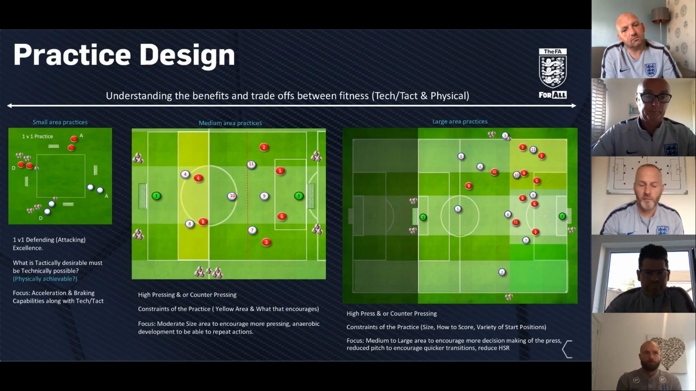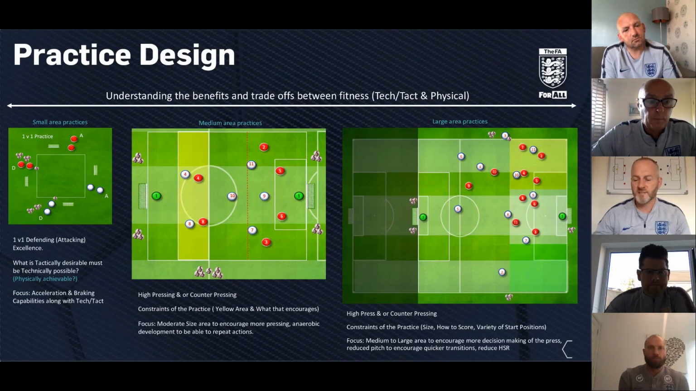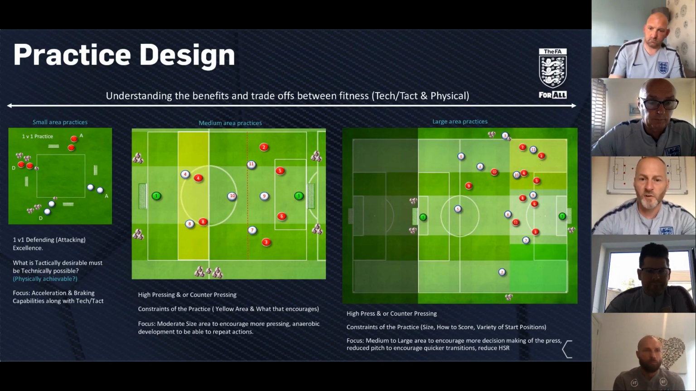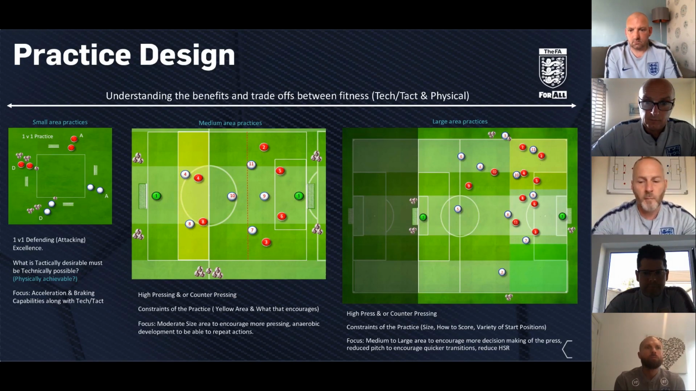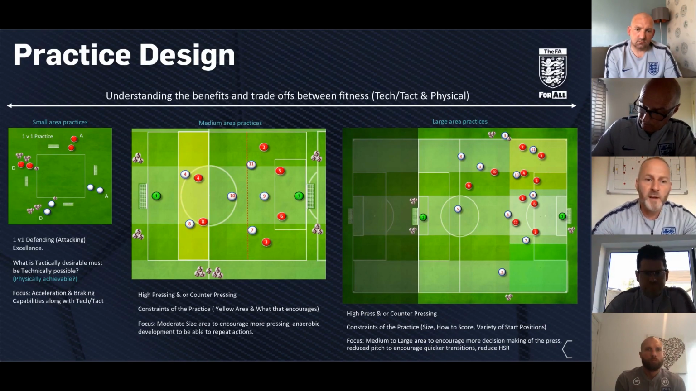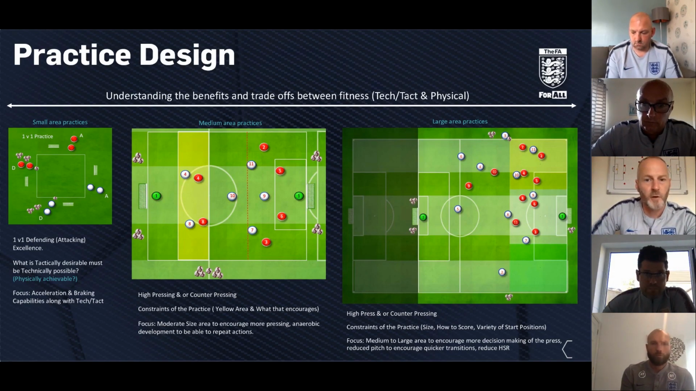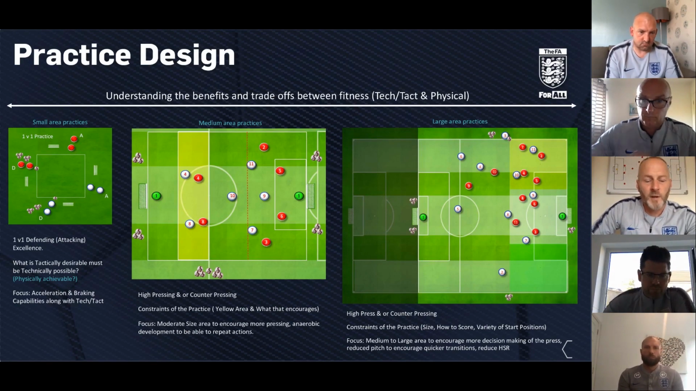So we've just got a few examples of some practices, really, what you might want to consider using, or start to think about using this framework to develop your own practice from. It goes in two ways, really. It's to think about what's tactically desirable, must be technically possible, but also, is it physically achievable? So recognising the benefits and trade-offs between all the practices we consider to try and develop our players and provide them with the right variety and volume of activities to build capacity in the physical corner. But it's really understanding what you're getting from each practice.